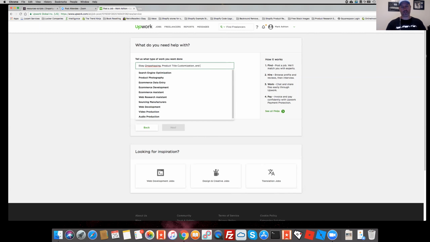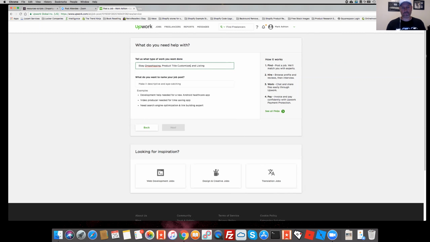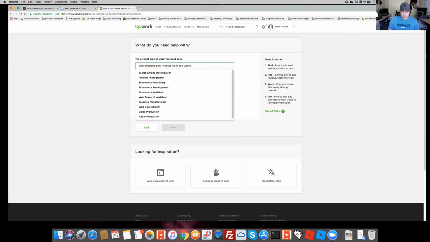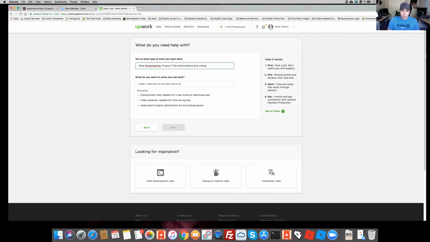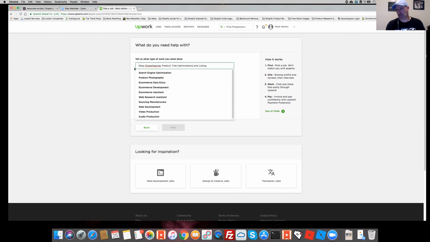Or instead of customization, you could also put title optimization. Optimization, yeah, I think that's the buzzword they use. So: eBay drop shipping, product title optimization, and listing. That gives a spectrum of who you are, what you do, and what you want them to do.